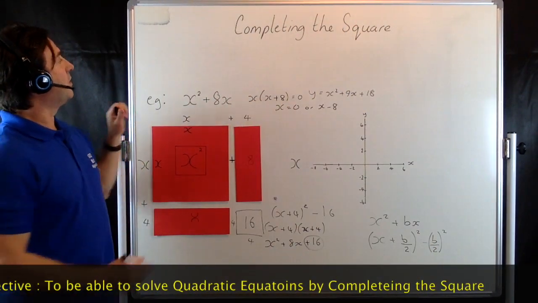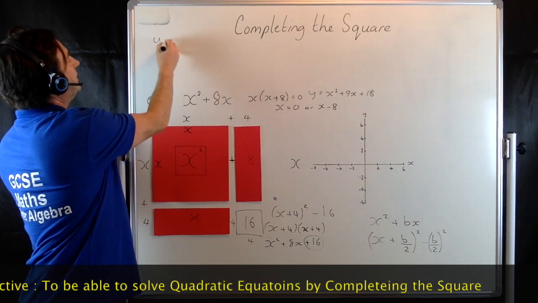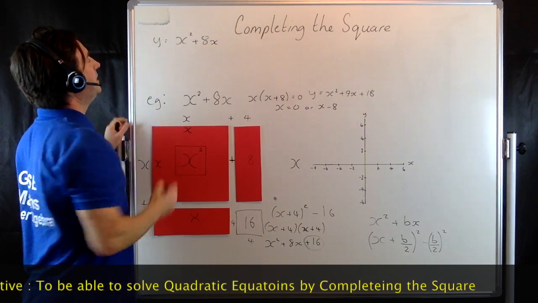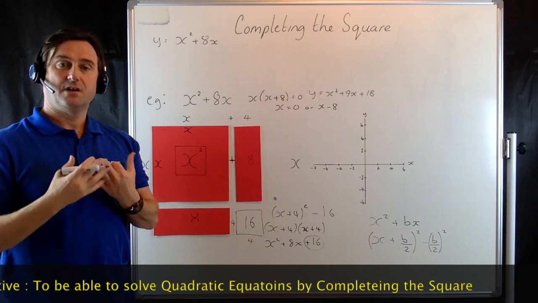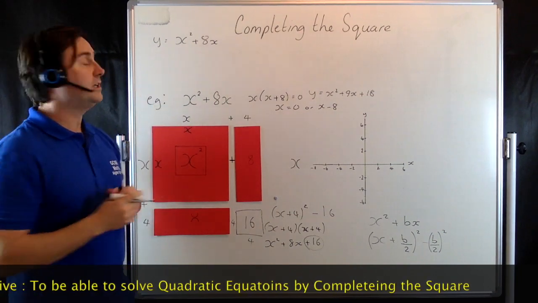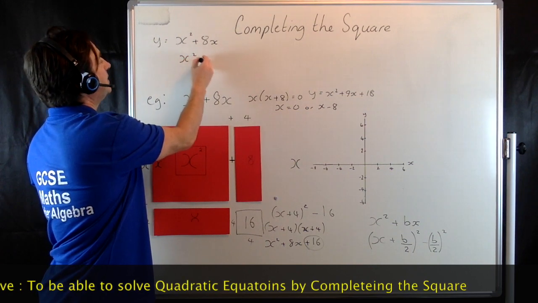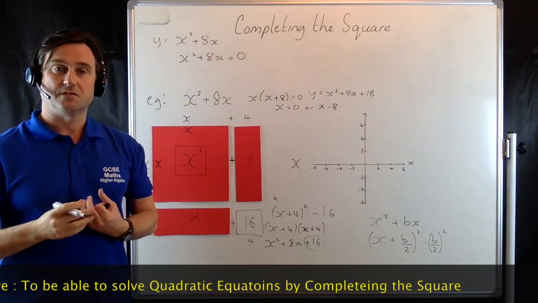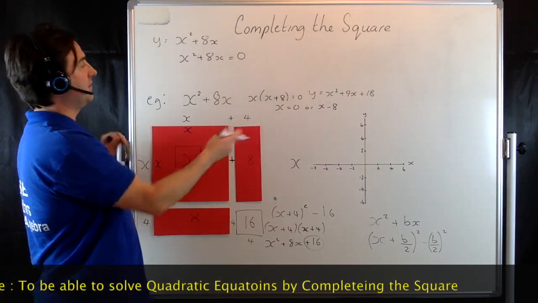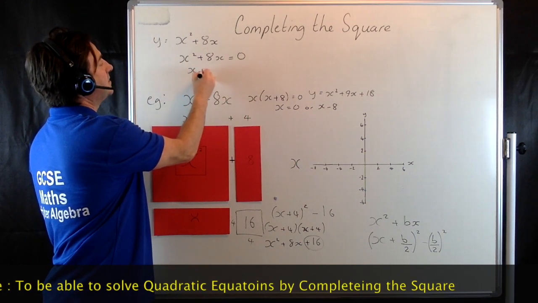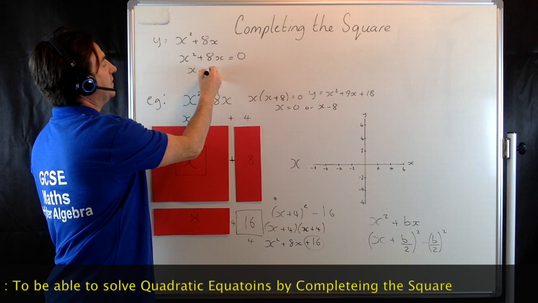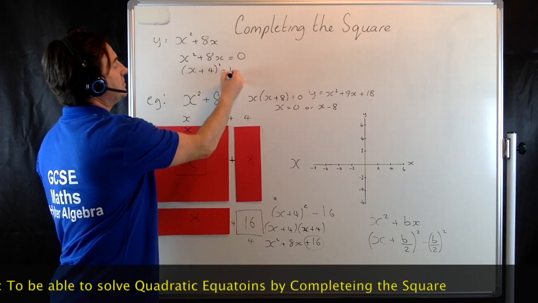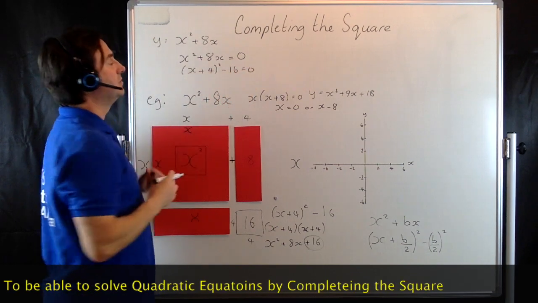Okay, so now we've got y equals x squared plus 8x. I'm going to set y equal to 0. I'm going to solve this equation here. So I've got x squared plus 8x equals 0. So in order to do this, I'm going to complete the square. We've already done this down below. So remember, it was x plus half of what the 8 was, which is 4 squared, and then take away 4 squared, which is take away 16, and now this equals 0.